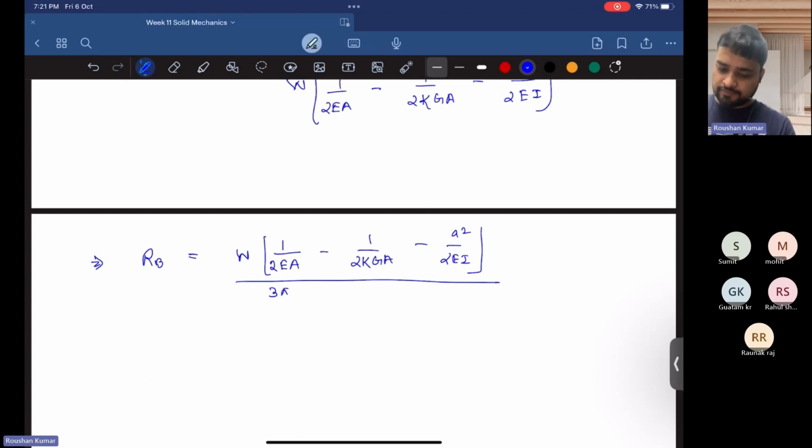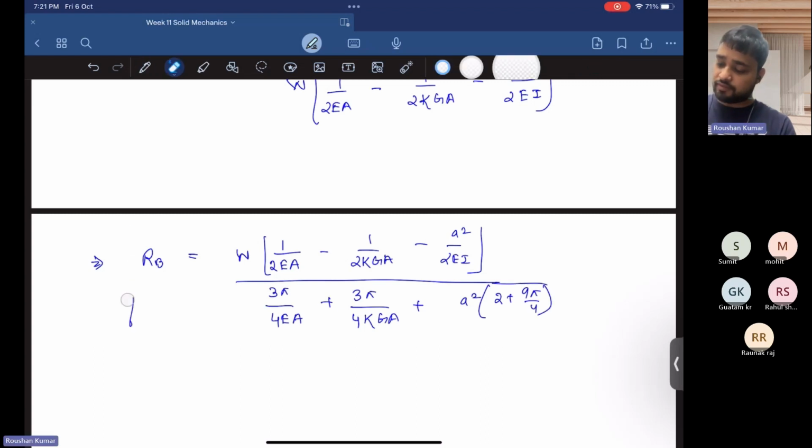3 pi upon 4 EA plus 3 pi upon 4 kappa GA plus A square into 2 plus 9 pi by 4. So this is the final expression for RB.